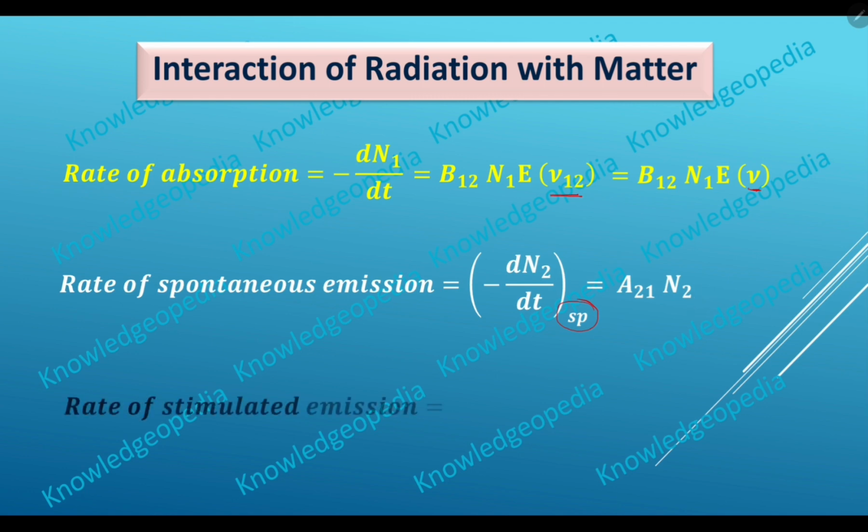The third one was the rate of stimulated emission, and that is minus dN2 by dt, where St denotes stimulated emission. The value for this is B21 N2 E nu12. Here B21 is the Einstein coefficient of stimulated emission, N2 is the population in the excited state or state 2, and E nu12 is the energy density. Here also I am replacing nu12 with simply nu, for convenience of writing.